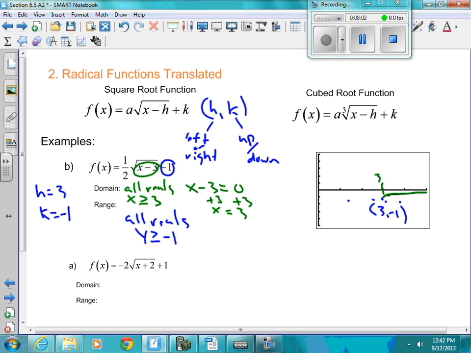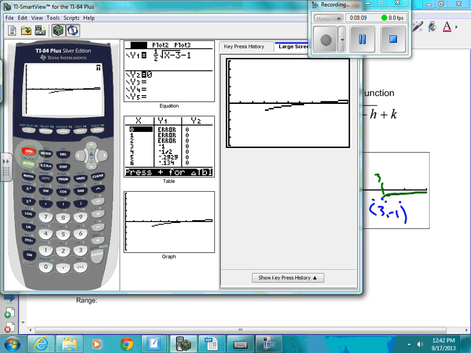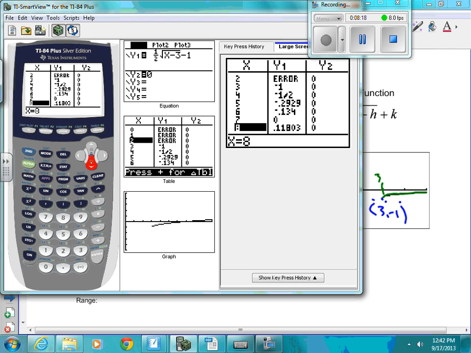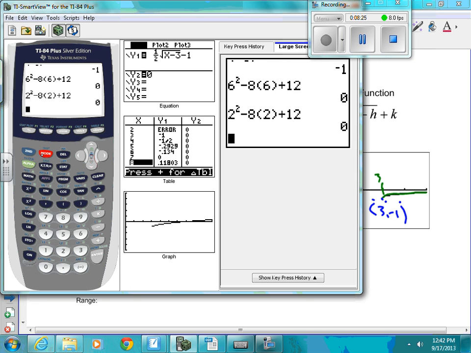We can look and say, okay, it's going to start at 3, -1. And all I need to do is get one more shape. If I really wanted to get some accurate points, I can just go to the table and scroll down until I find something that isn't so bad. 7, 0, for instance. That would be a good point to graph. So I check those points, make a sloping curve, I'm good to go. Okay? So that's square root functions.